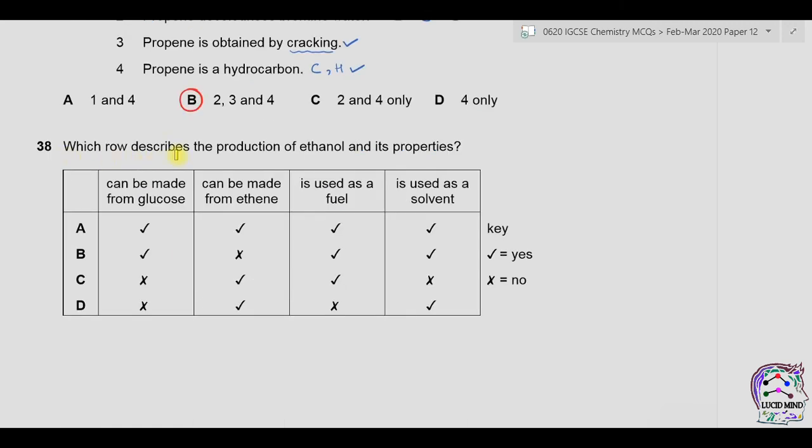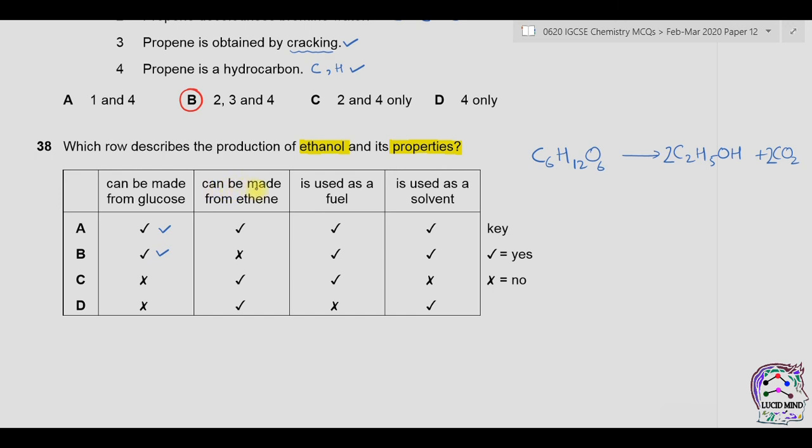Question 38. Which row describes the production of ethanol and its properties? First, it can be made from glucose, as the formula of glucose is C6H12O6 and it can be fermented in the presence of yeast to form C2H5OH along with carbon dioxide. One molecule of glucose forms 2 molecules of ethanol and 2 molecules of carbon dioxide, so therefore it is correct, so it could be A or B.